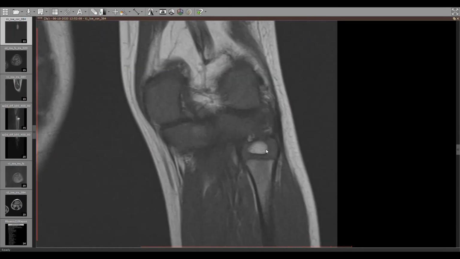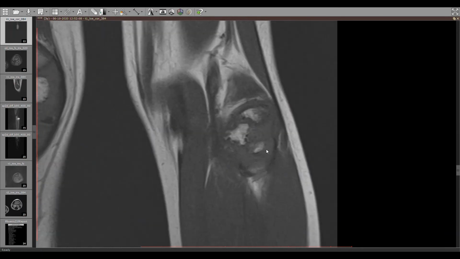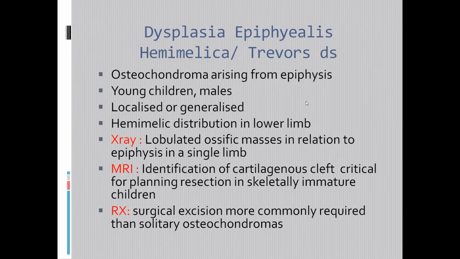So, the diagnosis of epiphyseal osteochondroma or Trevor's disease. So, the diagnosis in our case was epiphyseal osteochondroma, also known as dysplasia epiphysealis hemimelica or Trevor's disease. This is characterized by osteochondromas arising from the epiphysis.